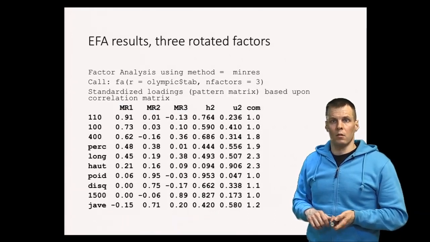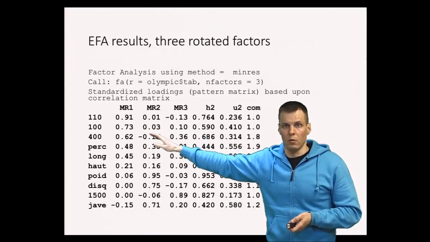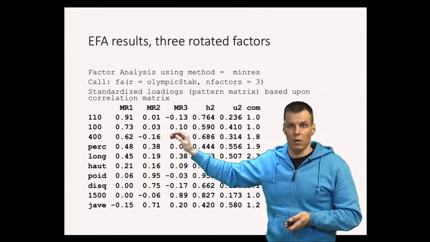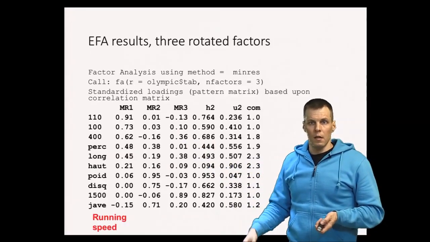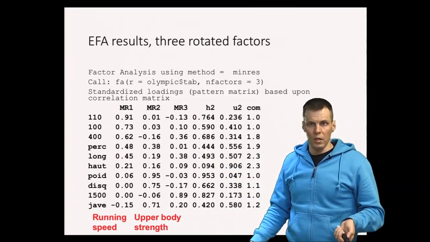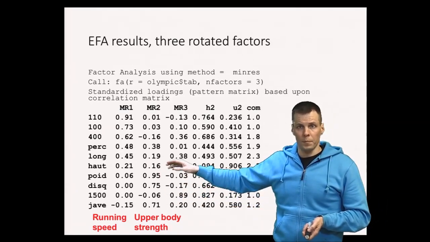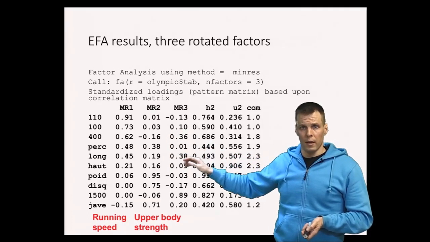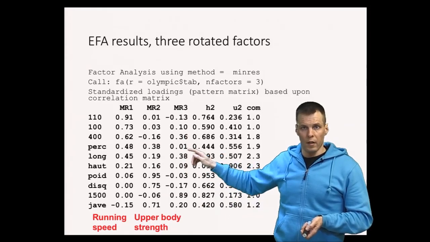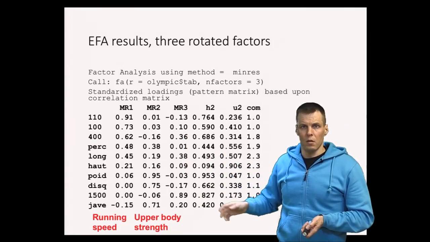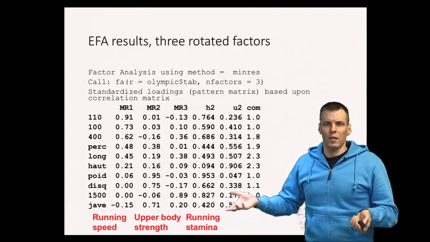So that's the rotated solution, and I have ordered the variables again according to the first factor loading and then the second factor loading. So we have 3 factors now. The first factor is the same running speed. Then the second factor is the same upper body strength. So we have the strength sports here. And then we have a third factor that has the 100-500 meter run and the 400 meter run and the long jump and not much else. So it's not about running speed as much as it's about running stamina.